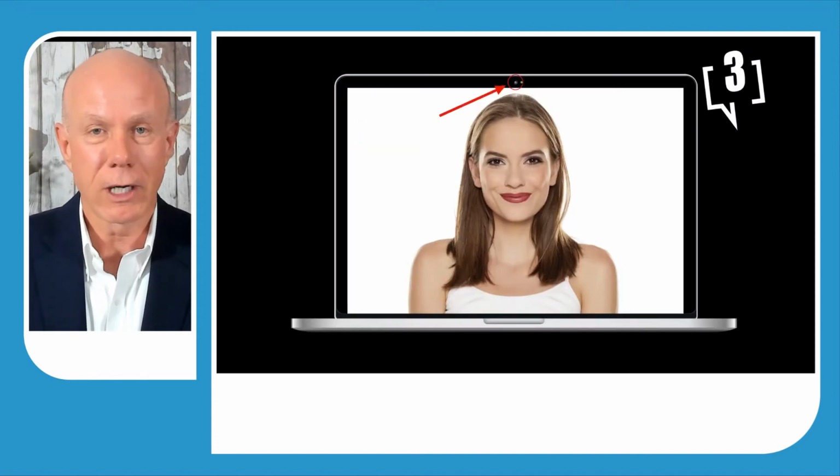So what we want to do is raise that camera to eye level, and there are some other benefits to that we're going to talk about in just a second. And then you want to look in the camera. As I just said, we're looking at the pictures. So if I've got my laptop below the camera.